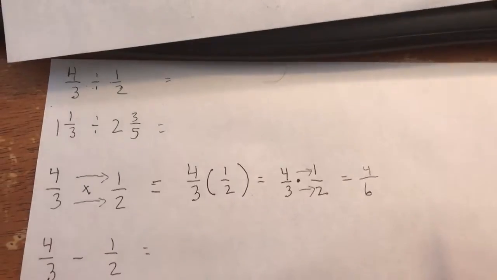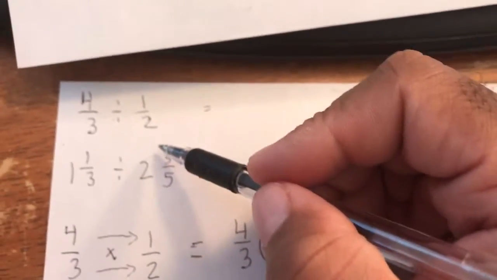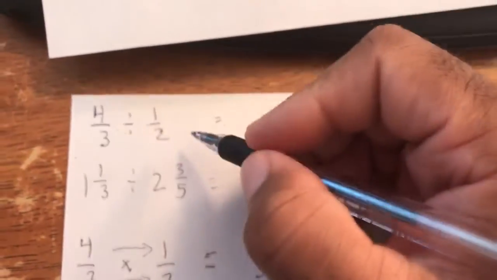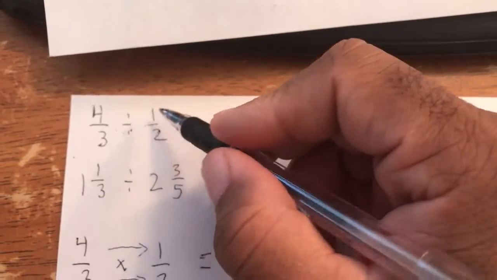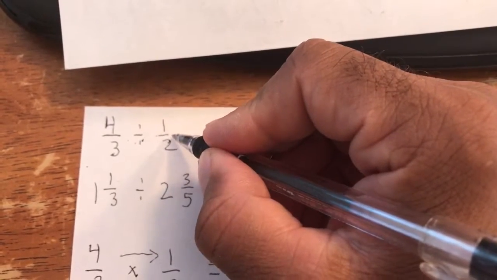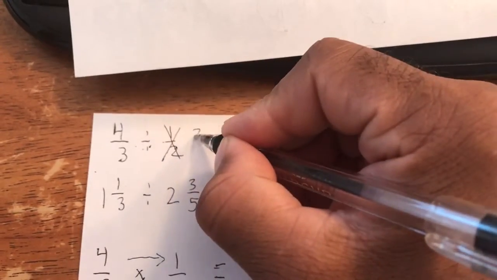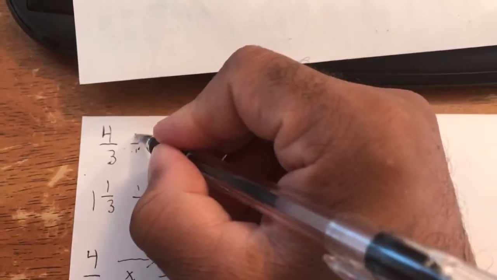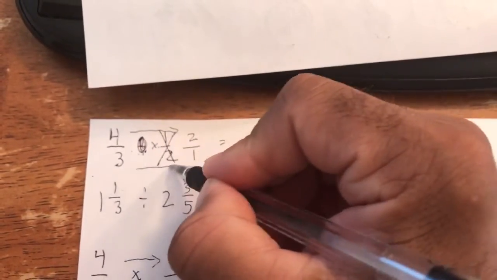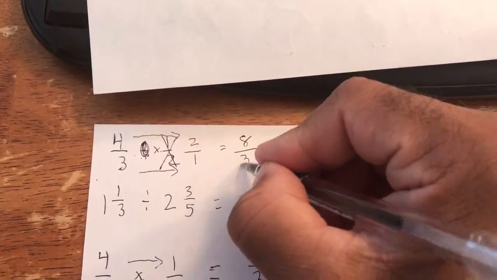When you see division, the simplest thing to do, if you see a problem in this format, is to take the division and change it to multiplication. Well, how do you do that? Well, you just swap the numbers around, and put the 2 on the top, the 1 on the bottom. I can change this to multiplication, and then again I can just multiply across. 4 times 2 is 8. 3 times 1 is 3.